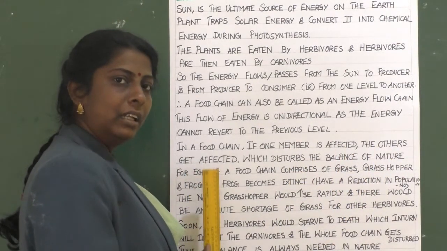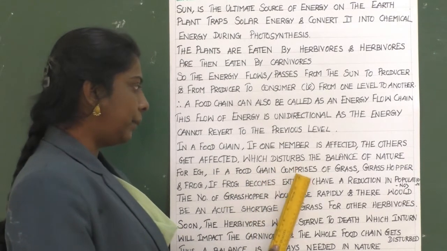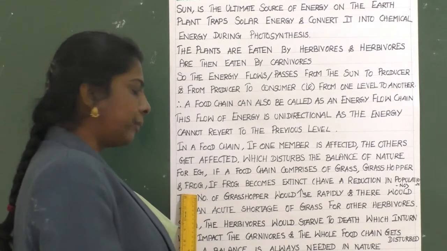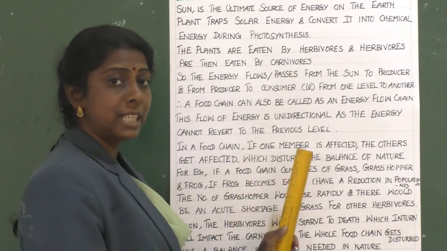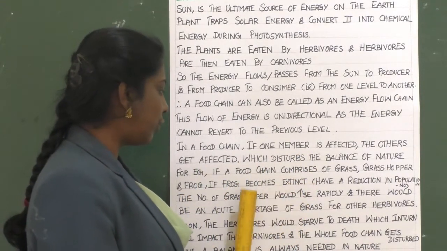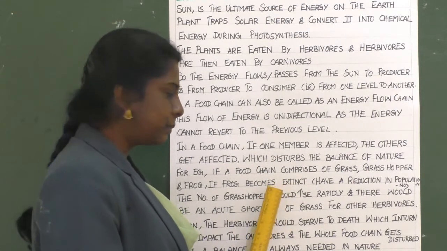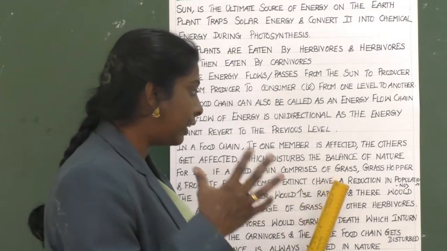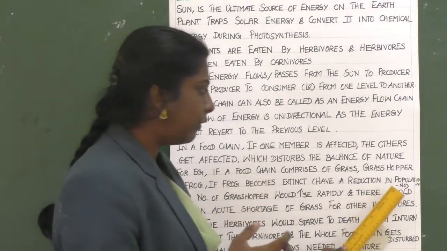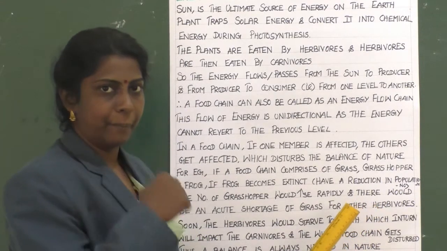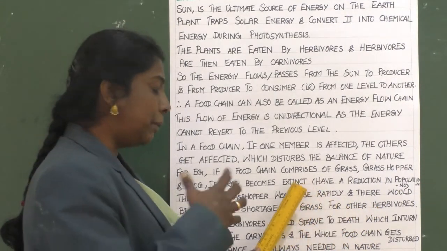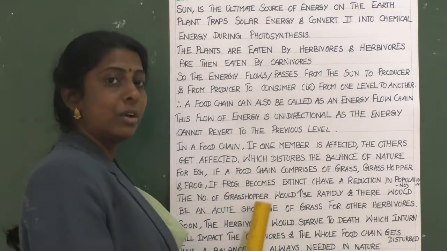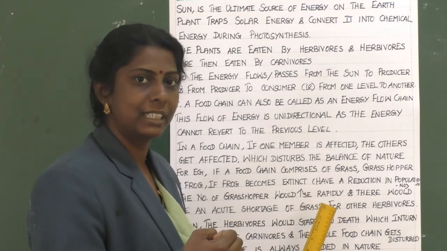For example, if a food chain comprises grass, grasshopper and frog, and if the frog becomes extinct, what is that? Frog becomes extinct. What do you mean by that? Extinct means a reduction in population, in number. Clear? So, if the number is being reduced, automatically the number of grasshoppers would increase, isn't it?